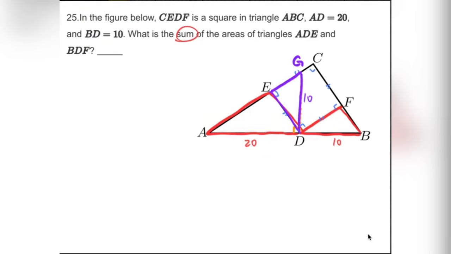So how do we figure out the area of the bigger triangle? That is related to the formula for the area of a triangle: base times height, divided by 2. The base is 20, and what about the height? The height is 10. So 20 times 10, and remember to divide it by 2. So what is the answer? The answer is 100. Okay.